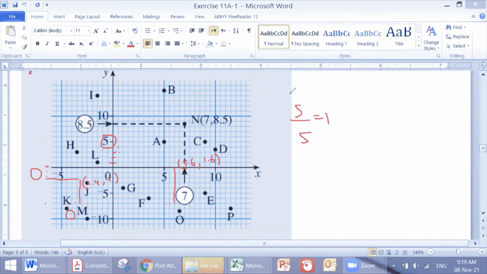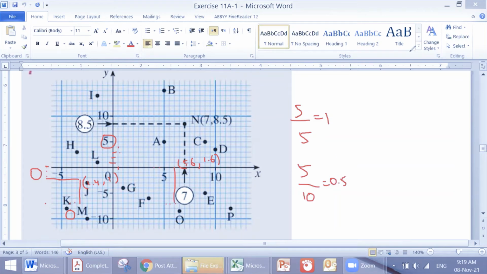For the next value, the x-axis, it is now starting from 0 to 5. 5 divided by the number of divisions. The number of divisions are 1, 2, 3, 4, there are a total of 10 divisions. So 5 divided by 10 will be 0.5.